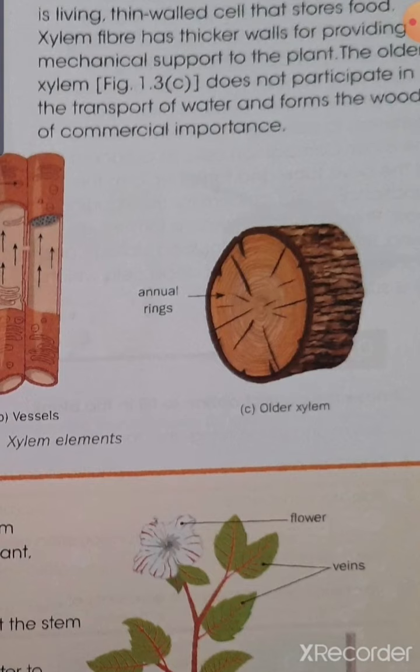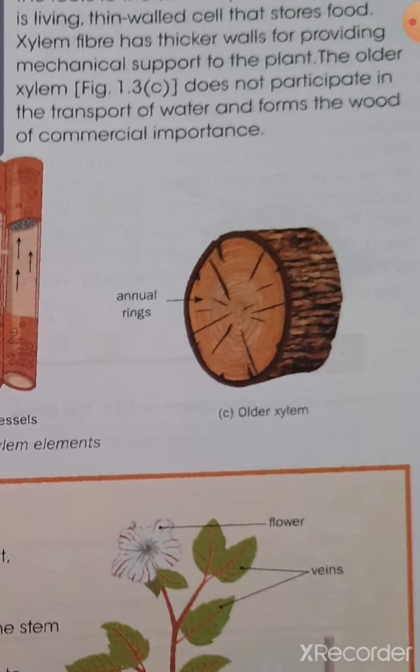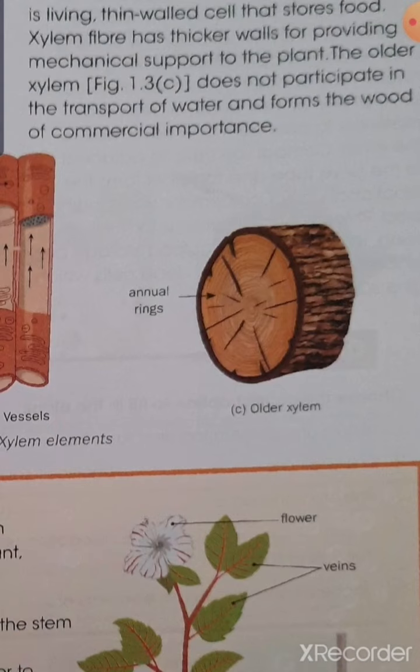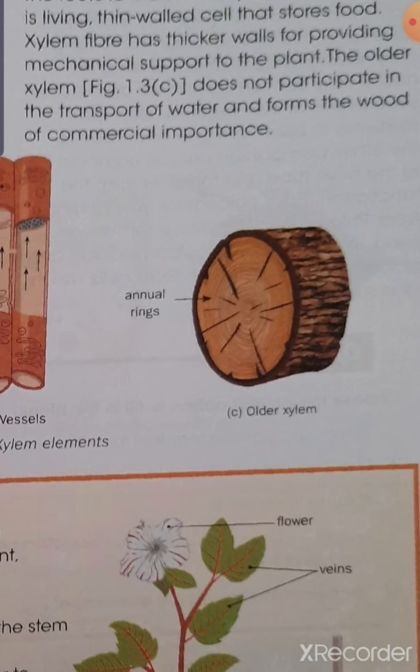And next is the xylem fiber. Xylem fiber has a thicker cell wall which provides mechanical support to the plant. In the older xylem, as you can see in the last diagram, figure C, the older xylem does not participate in the transport of water and forms the wood of commercial importance. Why? Because the xylem fiber is the outermost part and it is dead in nature, and it is a very hard and thick part of the xylem tissue.